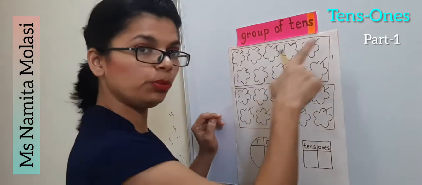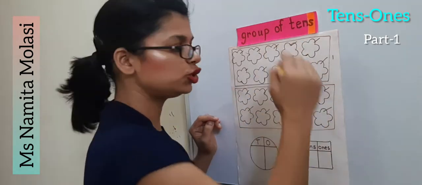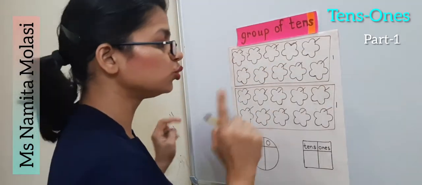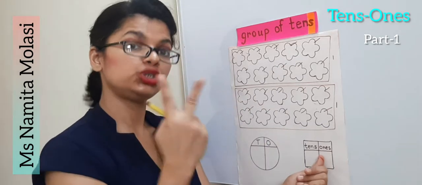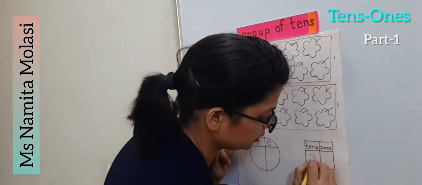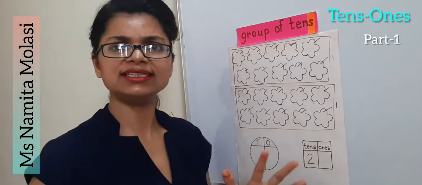We found one group and one more group of 10s. Two groups. So right here, one more group. So we got two groups of 10s. So now we are going to write the number 2 in the column of 10s. 2.